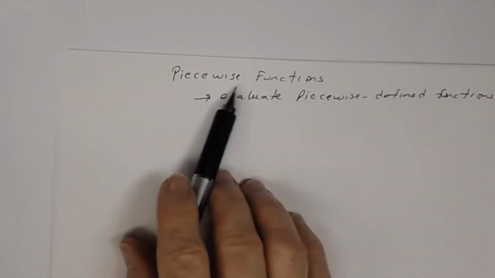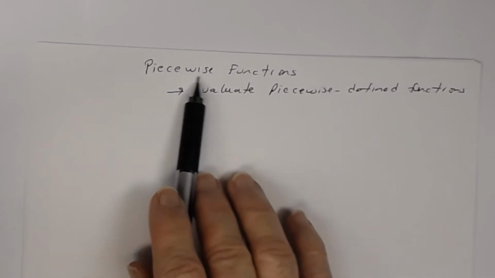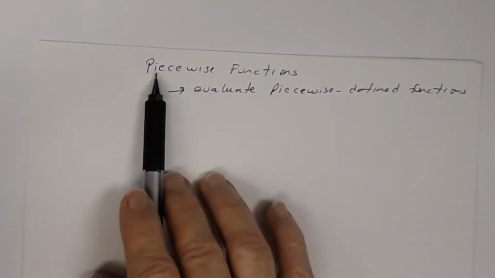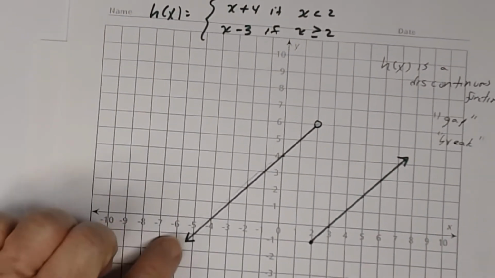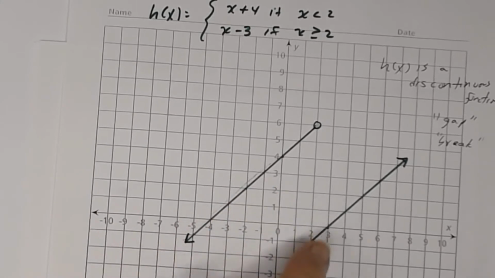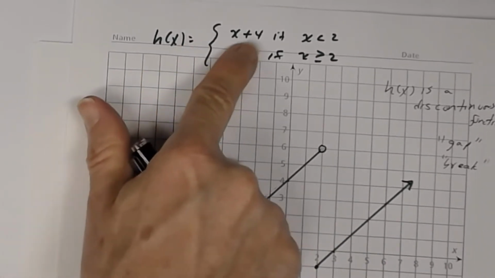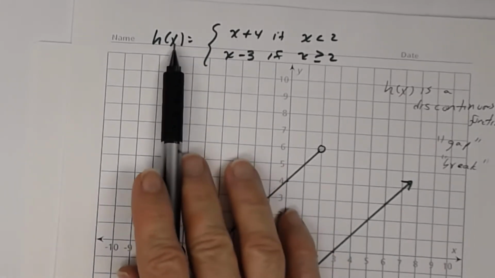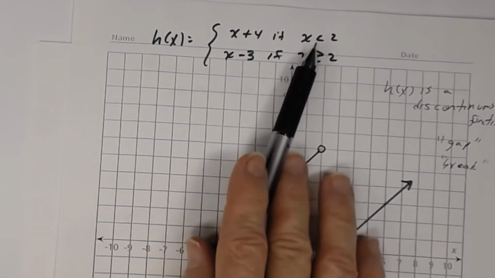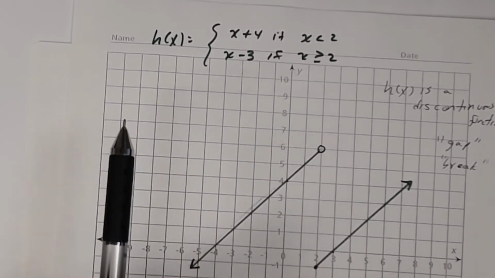In the word piecewise function, and sometimes it'll be referred to as piecewise-defined functions, in the word piecewise is the word piece. And so if you look at this function that we looked at earlier, this function h of x is made up of two pieces, two parts of a graph. And these parts correspond to these equations. So h of x, let me tell you how you read this. h of x is equal to x plus 4 if x is less than 2. And then h of x is equal to x minus 3 if x is greater than or equal to 2.